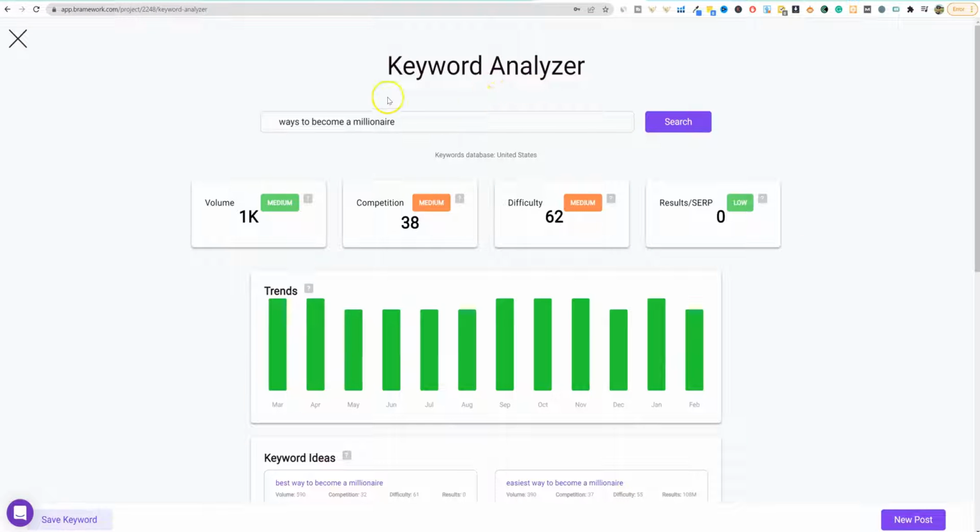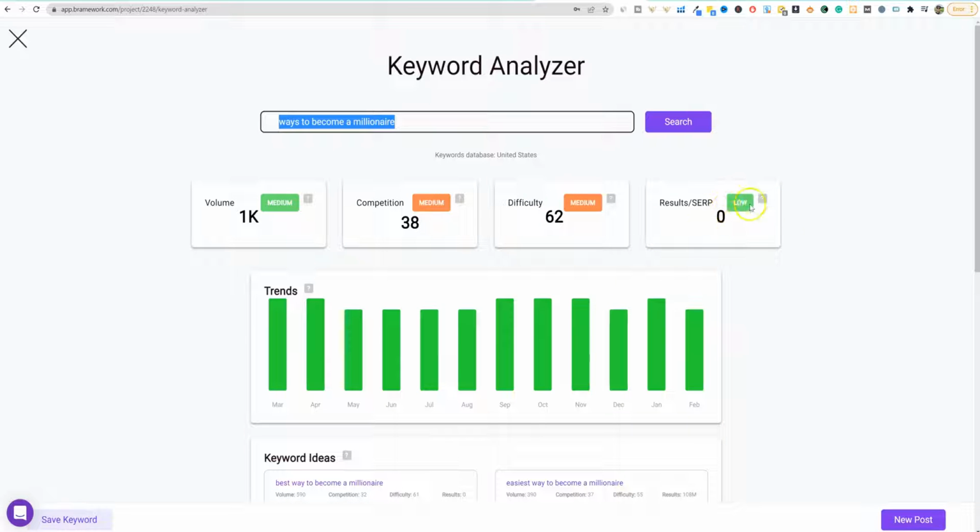So we're going to go into Bramework, and actually the main keyword we would want to rank for is ways to become a millionaire, and then we're making a listicle out of it. So that's why we're putting whatever number we want in front of it, right? So it has good search volume, and that is 1,000 per month. And the competition and difficulty is medium. So this would be a good keyword to go after, I think.